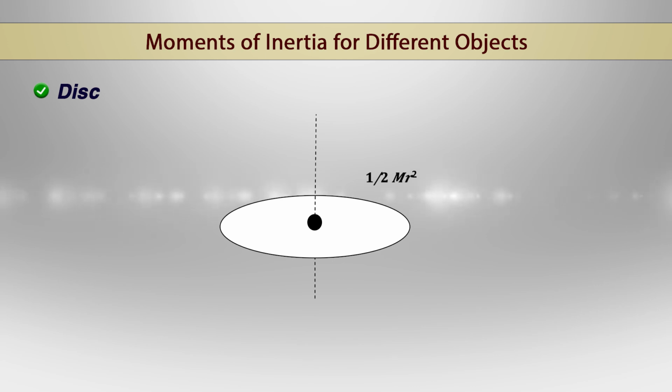Similarly, if we compare a disc with a ring, for a disc the moment of inertia comes out to be half of mr², and for a ring it comes out to be mr².